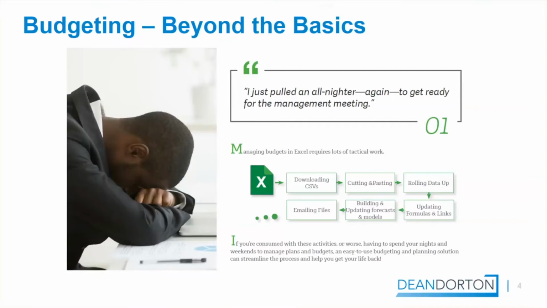Updating formulas and links, and of course all the related link breaking and formula breaking that can go along with that. Building and updating your forecasts and models. So you're not just going to put a number on a budget. Often you're going to have 2, 3, 4, 100 different Excel tabs that have all of your assumptions that feed into your budget model. So you spend the time updating that. And then emailing the file back and forth and dealing with all the different versions of the budget that you have out there. So if you're dealing with this, there are solutions that can help streamline that.